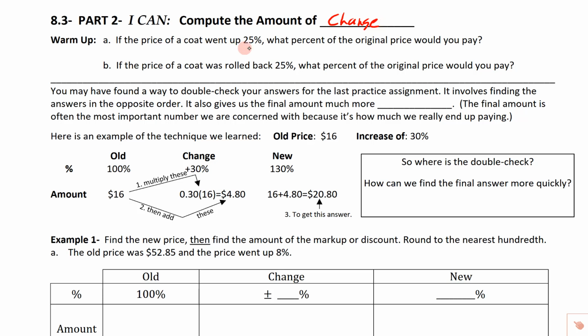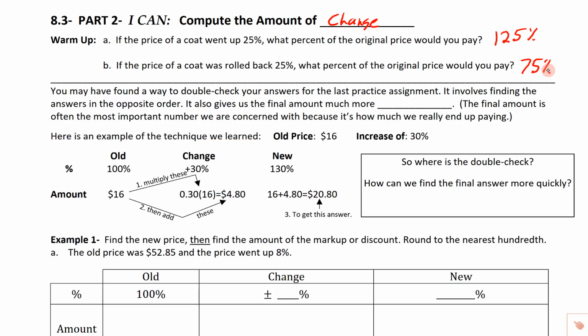If the price of a coat went up 25%, what percent of the original price would you pay? Well, we normally pay 100%, but if it went up another 25%, we actually end up paying 125% of the original price. And then by the same token, if the price of the coat was rolled back 25%, what percent of the original price would you end up paying? Again, compare that to 100%. If they roll back the price 25%, we're going to subtract the 25% instead of add the 25%, and we end up paying 75%.